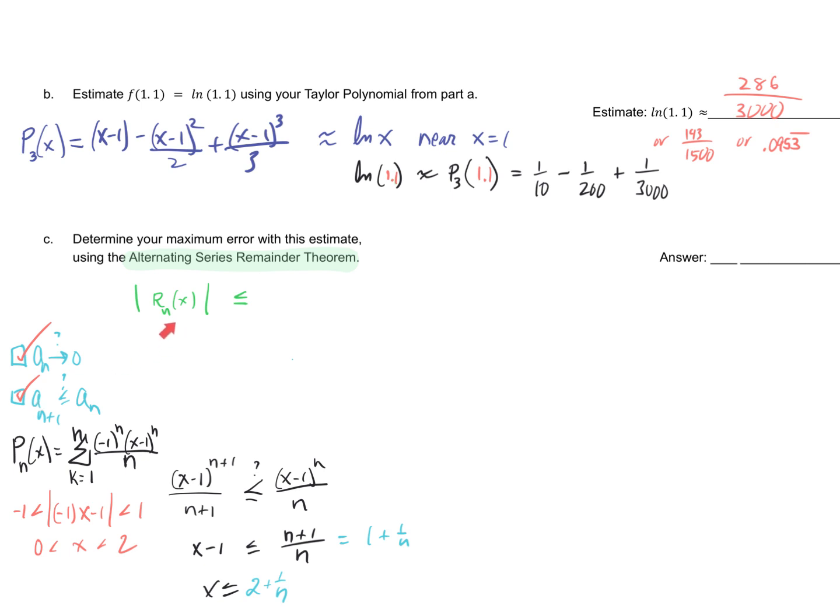The remainder, or the error, will be less than or equal to the absolute value of the first unused term. So the first unused term was that, and what is that equal to? When x is 1.1, it's equal to (1/10) to the 4th over 4, which means that the maximum error is (1/10) to the 4th, which is 1 over 10,000, divided by 4, which is 1 over 40,000.